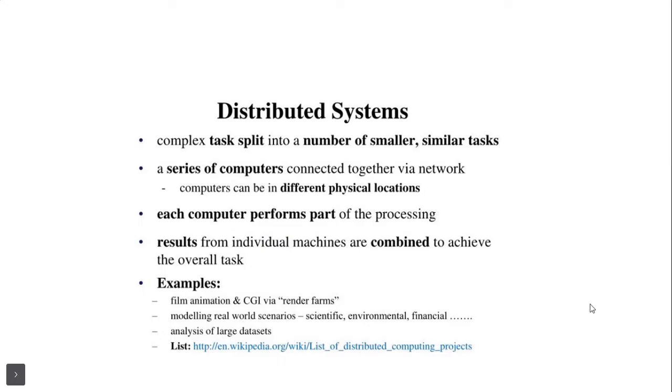For example, if you see the Avatar film, I hope a lot of animations are there. So in that movie, there may be a chance for distributed systems. Each and every frame will be executed in different computers, and they will combine into a single cinema. Are you able to understand? Yes, ma'am, I understand.